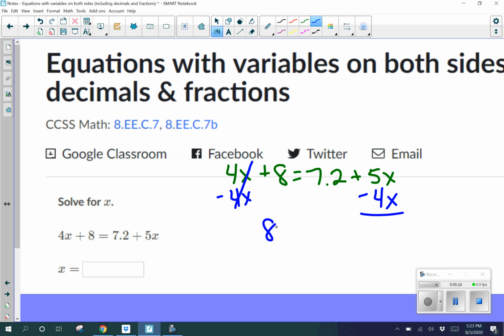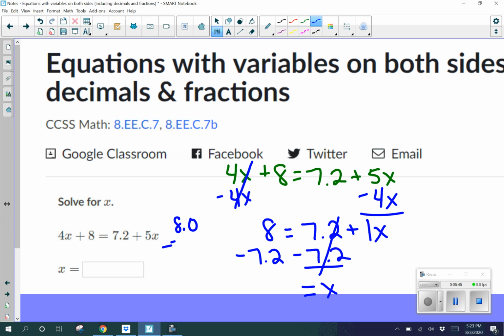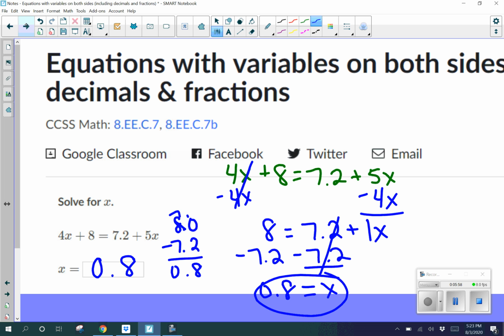So that leaves me with 8 on the left equals 7.2 plus 5x minus 4x is 1x. Now we want to eliminate our constant. I have a positive 7.2, so we're going to subtract 7.2. That's going to cancel here, leaving me with just x by itself. And then off to the side, you could probably use mental math, but if you need to, line up your decimals. And 8 minus 7.2 is going to leave us with 0.8, which is our answer. x equals 0.8. Let's try another one.